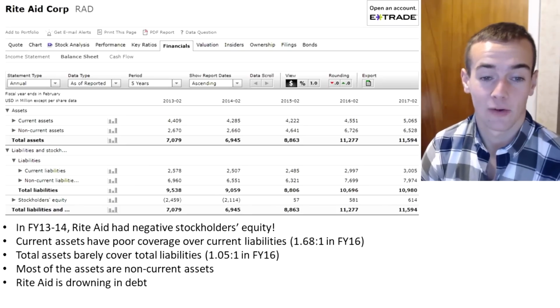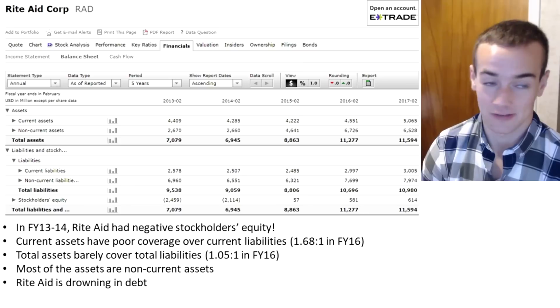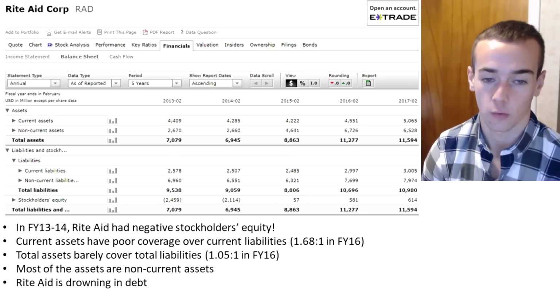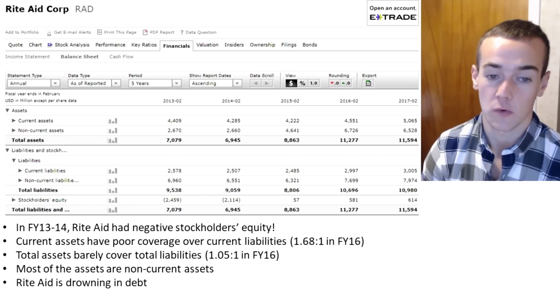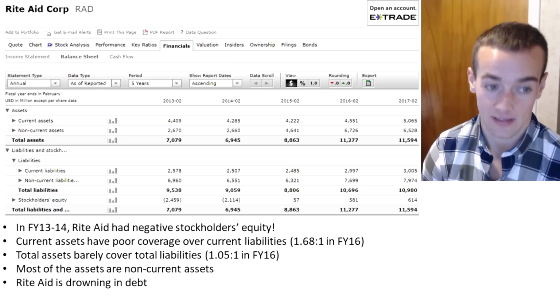So now we're going to take a look at a balance sheet that is not so good. This is Rite Aid. First of all, the major red flag: if you look at stockholders' equity, back in 2013 and 2014, Rite Aid had negative stockholders' equity, which is something you never want to see. That means that their liabilities exceeded their assets.